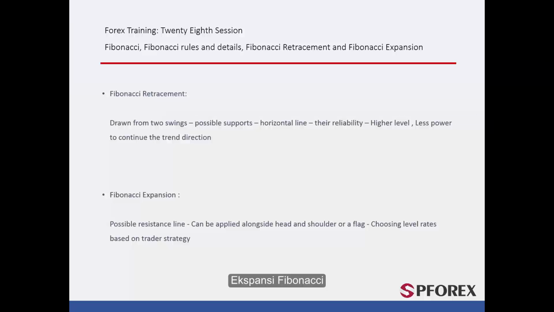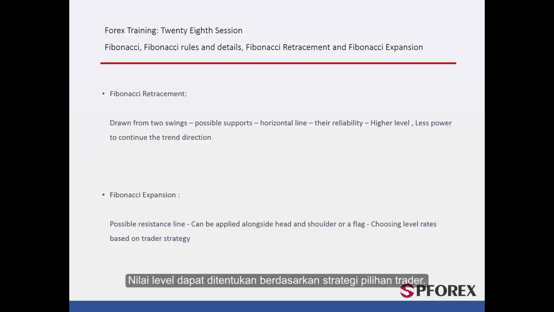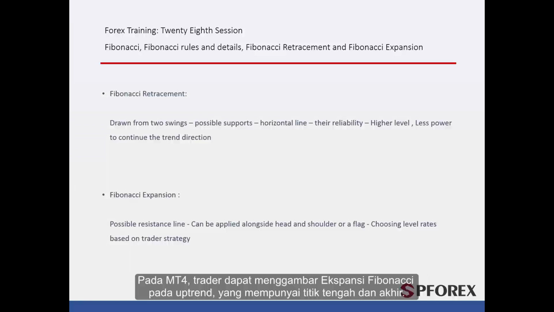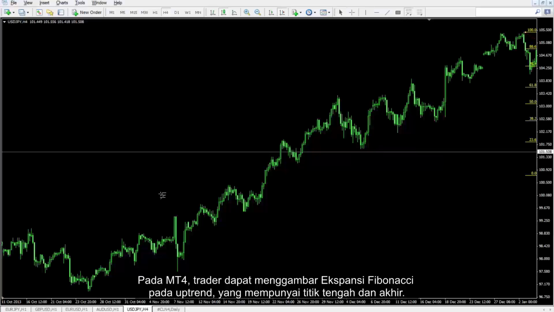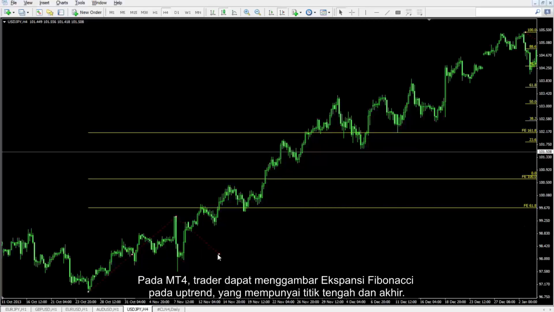Fibonacci expansions. Fibonacci expansions indicate probable resistances against current market trend. It would be useful alongside some patterns such as flag or head and shoulder. Level rates can be defined on the basis of strategies a trader chooses. On MetaTrader 4, a trader can draw a Fibonacci expansion on an uptrend which has a middle and end points.